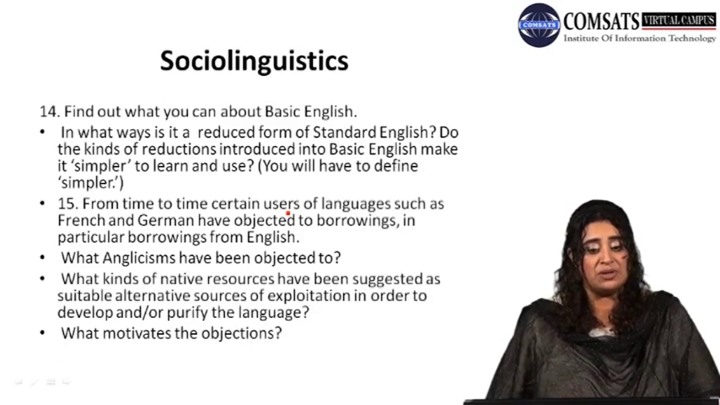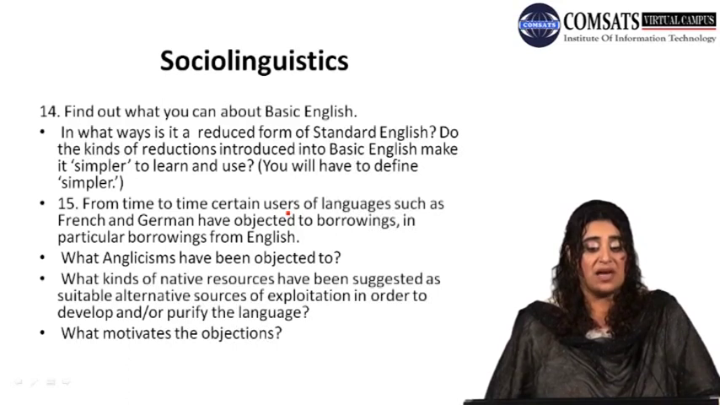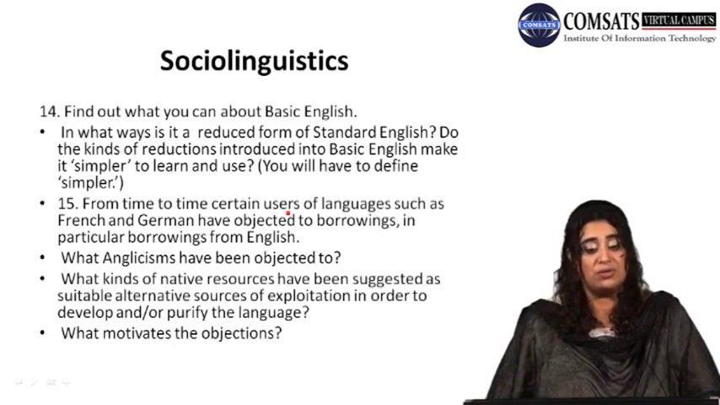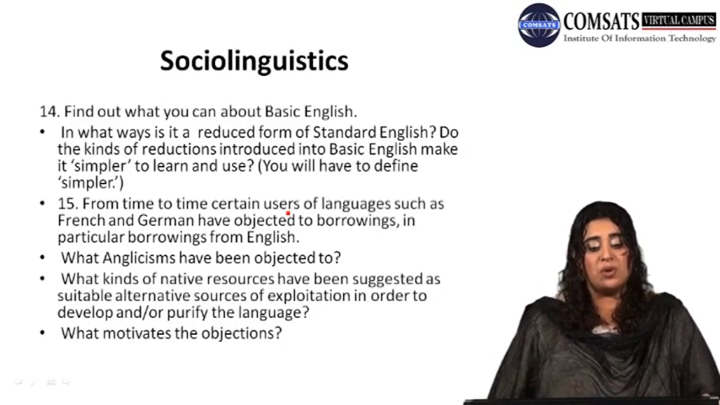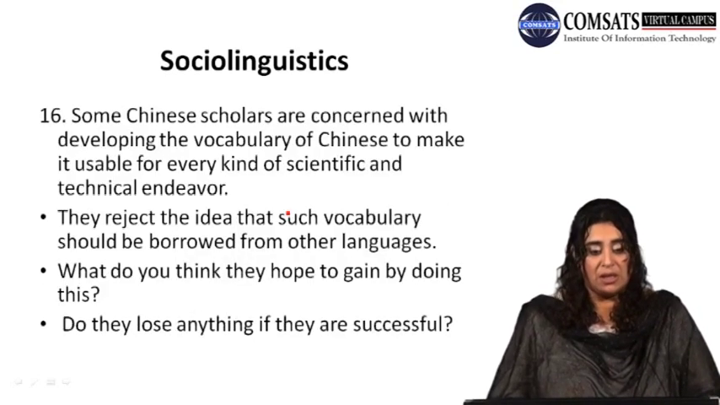From time to time, certain users of languages such as French and German have objected to borrowings, in particular borrowings from English. So what Anglicisms have been objected to? What kinds of native resources have been suggested as suitable alternative sources of exploitation in order to develop or purify the language? And what motivates these objections?